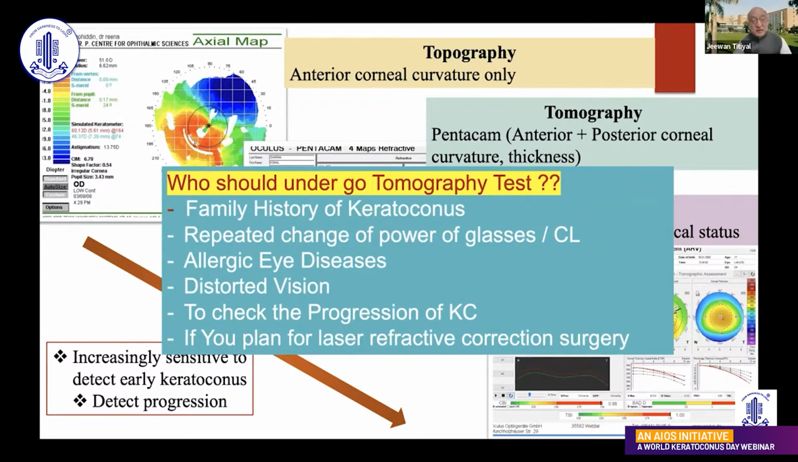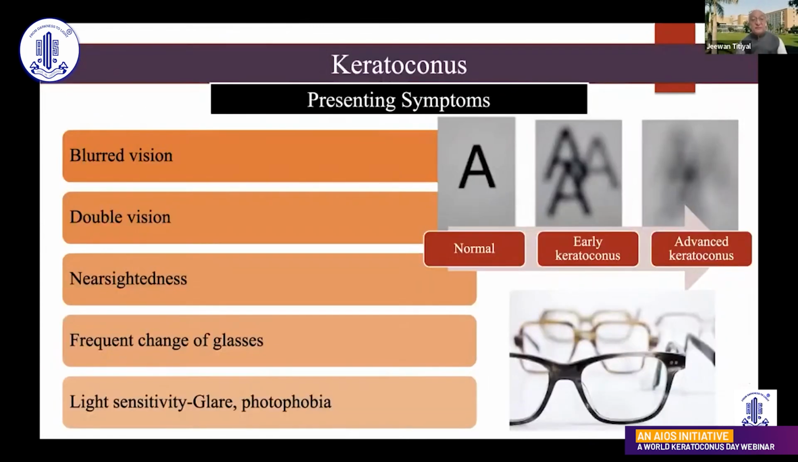So these four or five points are very important for people to understand. What are the presenting symptoms that people come to us with? If you see this diagram on the right-hand side, there's a normal letter which is seen by normal people. This is early keratoconus, distorted, and there's advanced keratoconus. Things are absolutely distorted. So early correction can be done with glasses or contact lenses.